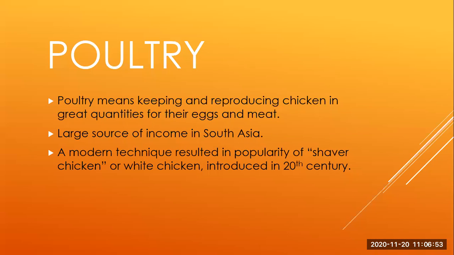Afterwards, there is poultry. Poultry means keeping and reproducing chicken in great quantities for their eggs and meat. What kind of benefits do we get from chicken? We eat their eggs and meat. It is a large source of income in South Asia. A modern technique resulted in popularity of broiler chicken, which is white chicken, introduced in the 20th century.